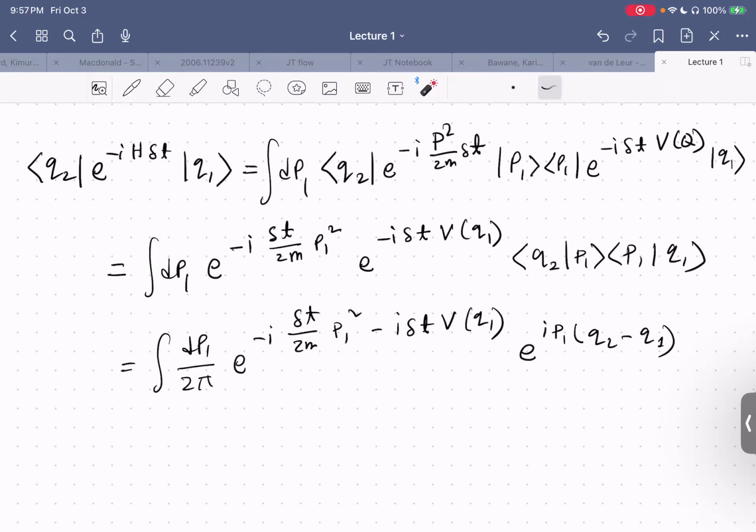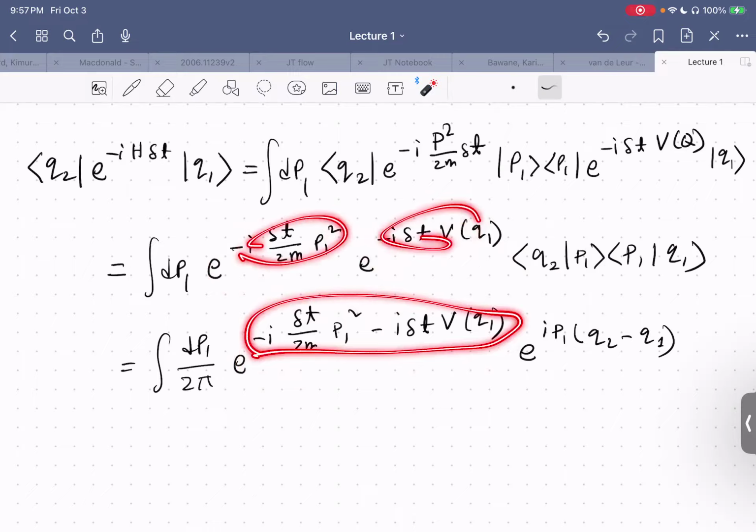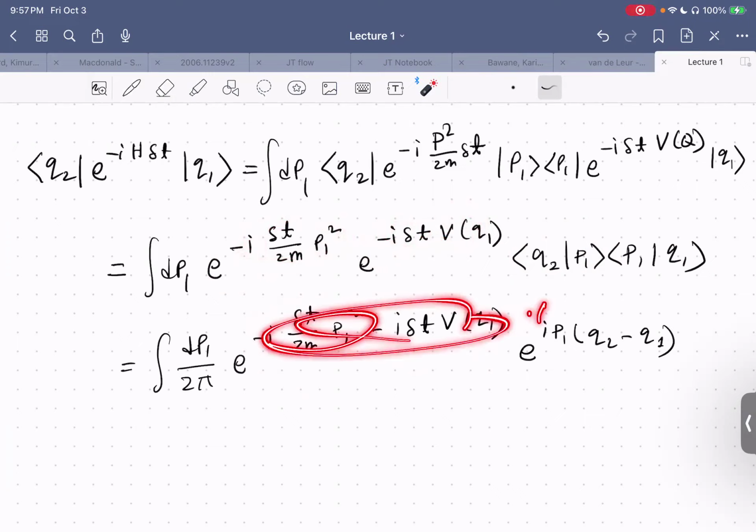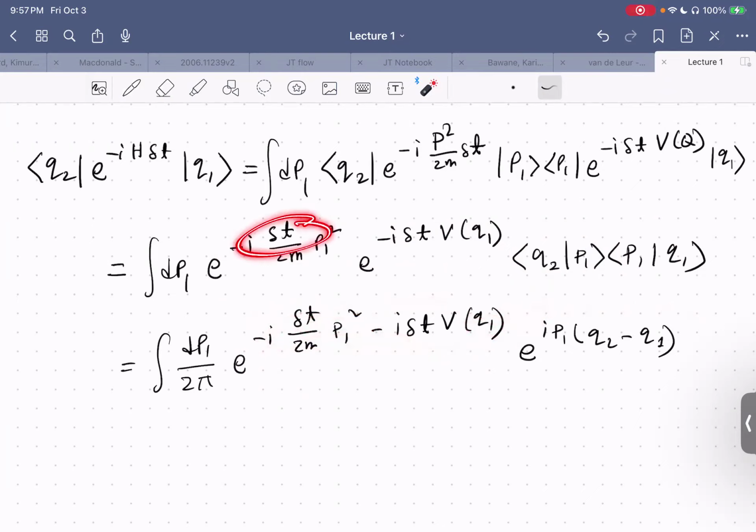Okay. And since these are just numbers, there is no issue with putting both of them into the same exponent. If they were operators, you couldn't do that. I mean, you would have to write these, and then again write a bunch of corrections, but they are just numbers, so they commute.